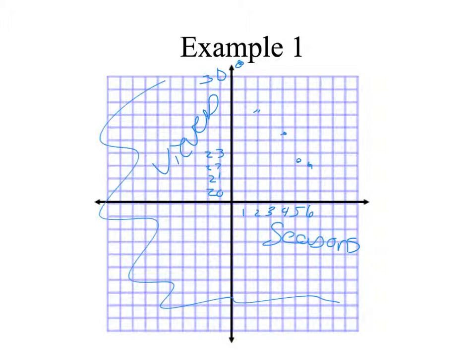I know my dots aren't the best, but hopefully what you're able to see is, as we look at these dots, you can notice that as the seasons increased, the number of viewers decreased. And that's the sort of pattern or conclusion that we're looking for: that as our number of seasons grew larger, the number of viewers that were watching was decreasing.